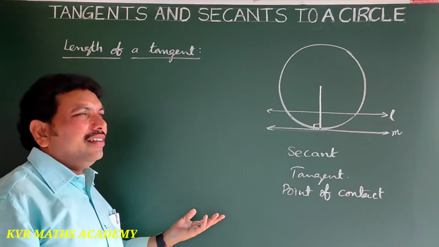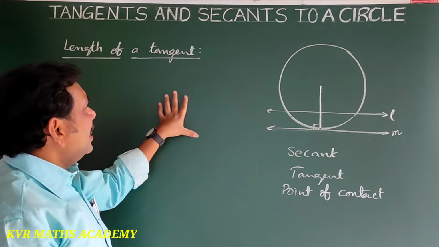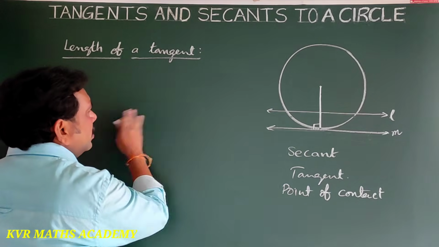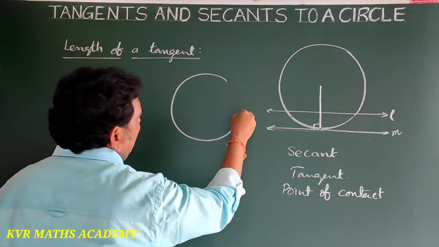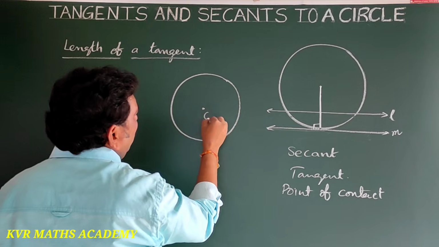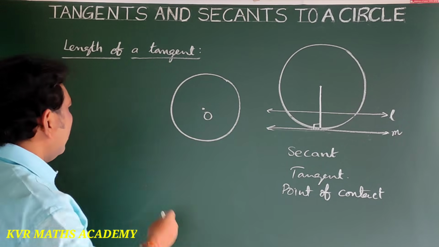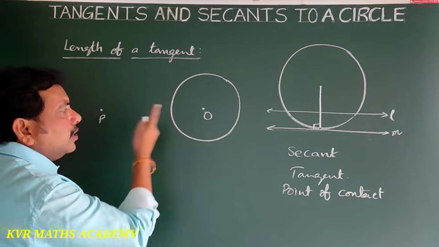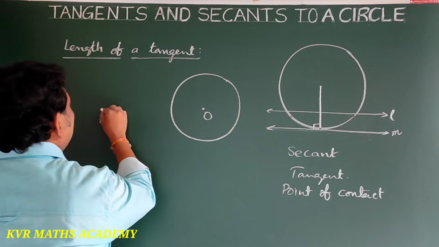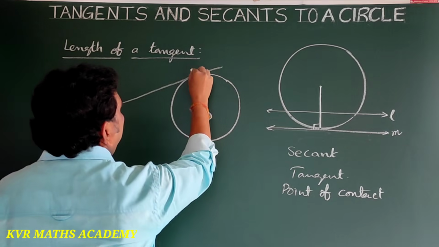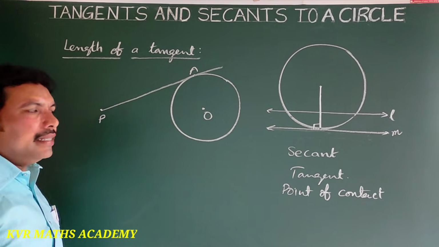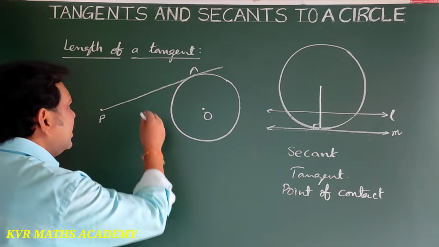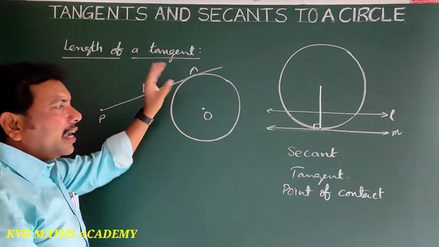Next, how can you find the length of a tangent? Look here, suppose this is the circle of center O. P is any external point to the circle O. Suppose PA is the tangent. Then PA is the length of the tangent, isn't it? So how can you find this?